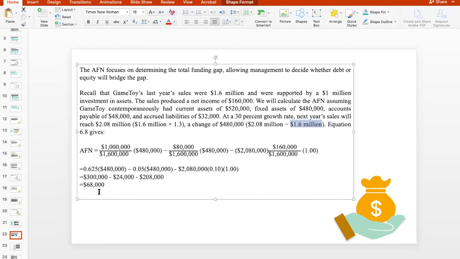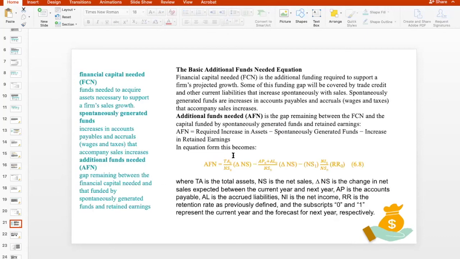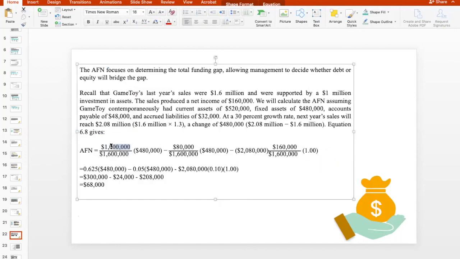Now, all we have to do is apply the formula for AFN. Remember, the AFN is equal first to current total assets divided by the current sales times the variation of sales. The total assets are equal to $1 million, while the current sales for this year are $1,600,000, times the change of sales. This is the first component, what we call the required funds needed.